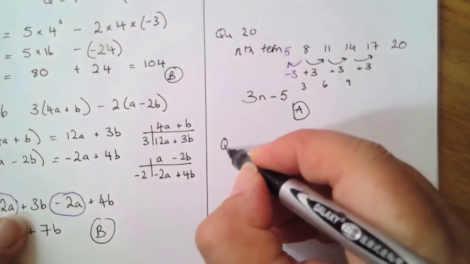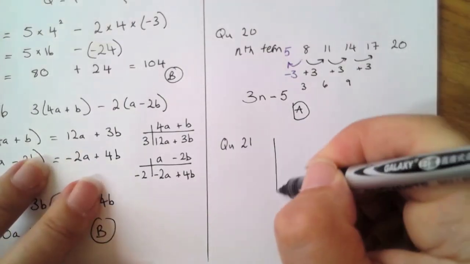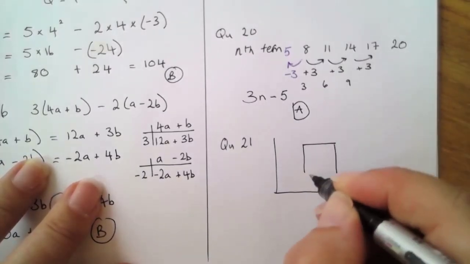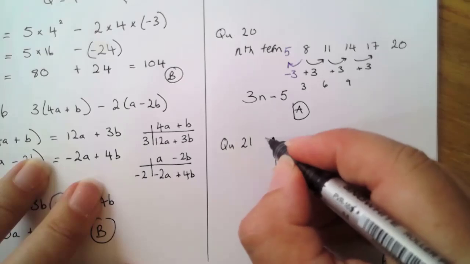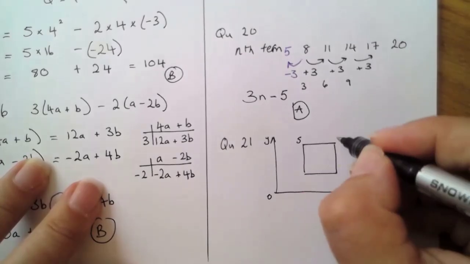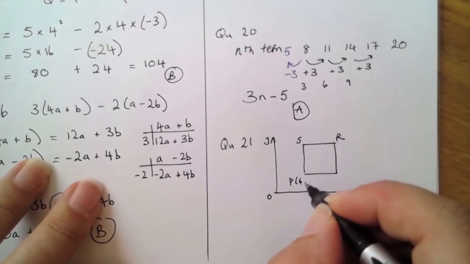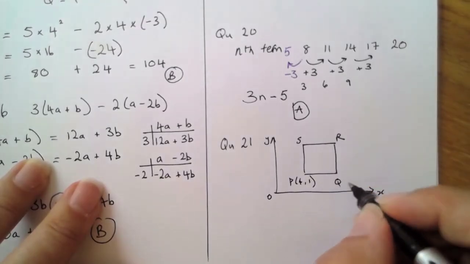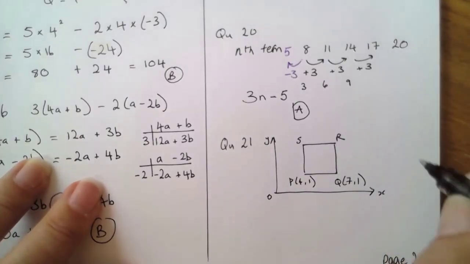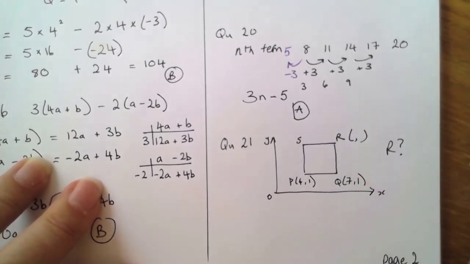Now, question 21. What we've got is a coordinate grid. We've got a square. This is our y, this is our x, this is 0. We've got S and R, P, 4, 1, and Q, 7, 1. Okay. We need to find the coordinates of R. So we need to find those coordinates up there.